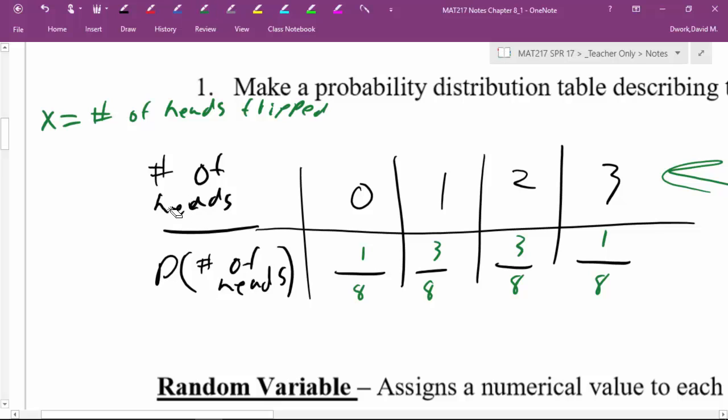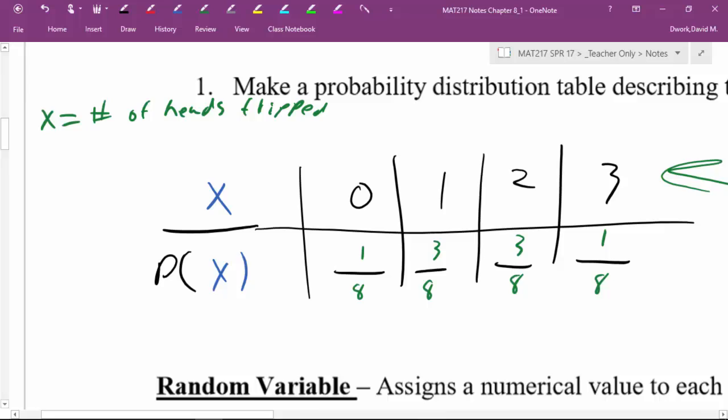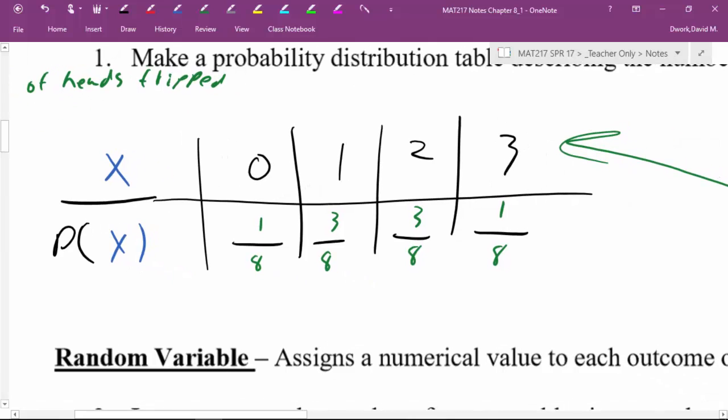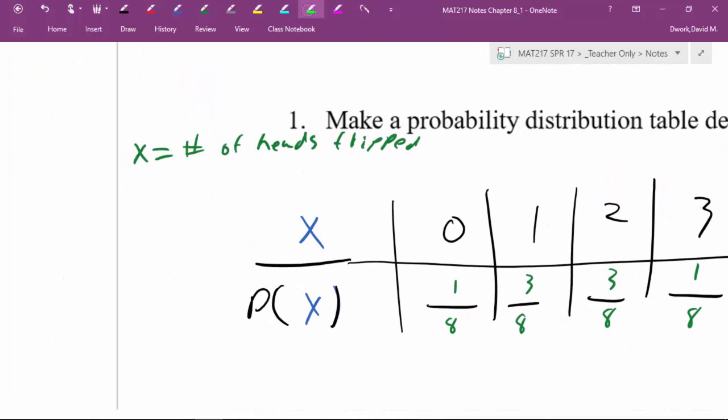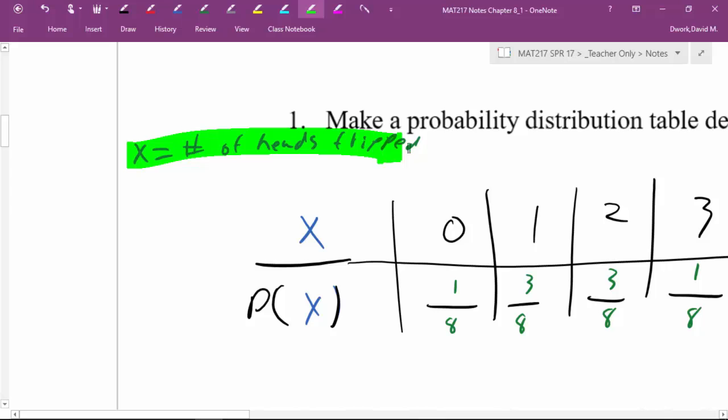So then in my table, instead of actually writing the whole thing out, I'm just going to say x. That's my variable. So therefore, now down here, we're going to say what is the probability of x. That's it. We're done. So we just rewrote this probability distribution table using random variables, because I wrote this statement right here. This moment right here is where the random variable kicked in, when I wrote down let x equal the number of heads.